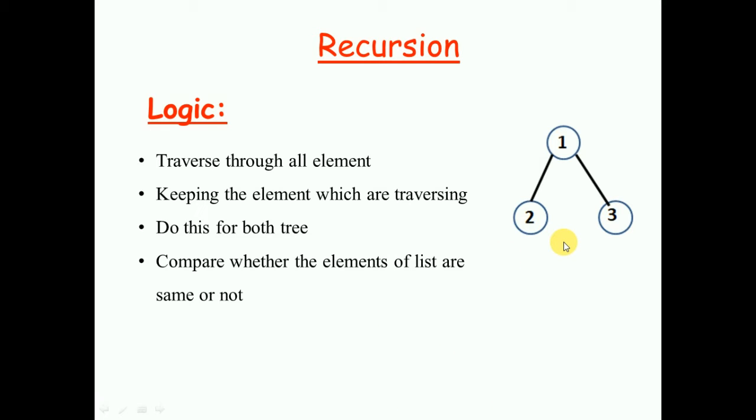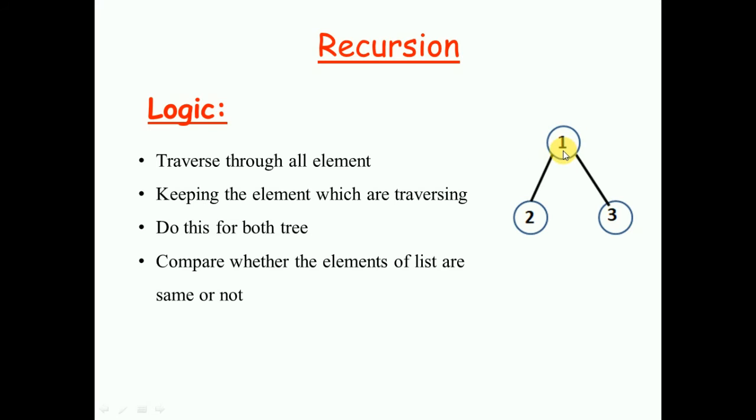So how to approach the problem? Okay, first of all we'll traverse through all the nodes of the trees, this node and this node. The tree consists of three nodes. We'll traverse all the nodes of the tree and we'll keep records of all the nodes which we are traversing. Then we'll do the same for both of the trees, then compare whether the elements of the lists are the same or not. You might be thinking where the list comes from. We are storing the elements which we are traversing in the list only. Then we'll compare both the lists whether they are the same or not.